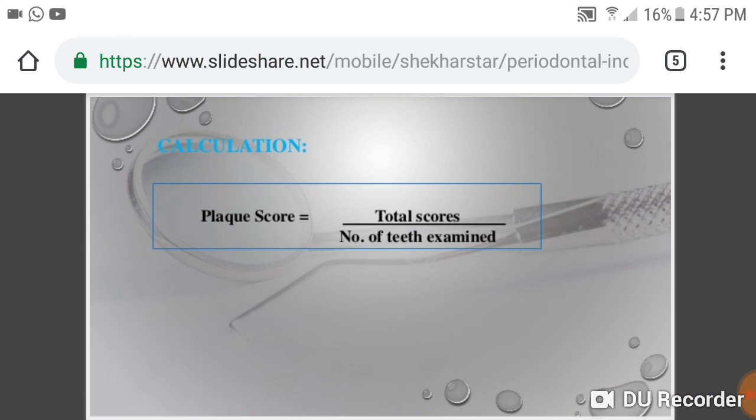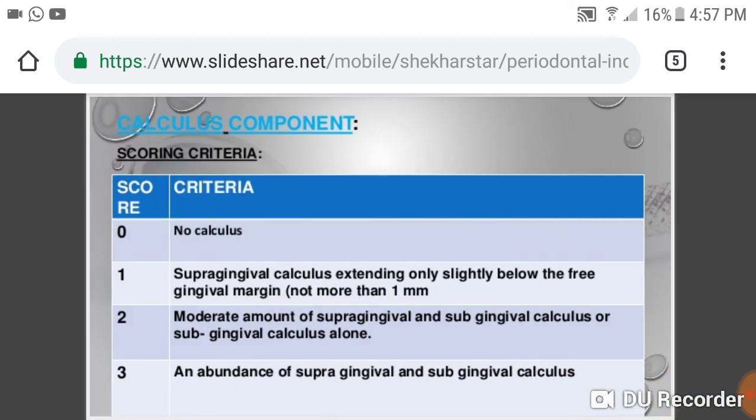The calculation: plaque score is equal to total scores divided by number of teeth examined. Calculus component, the scoring criteria. Score 0 means no calculus. Score 1, supragingival calculus extending only slightly below the free gingival margin, not more than 1 mm. Supragingival calculus extending only slightly below the free gingival margin. That is the score 1.